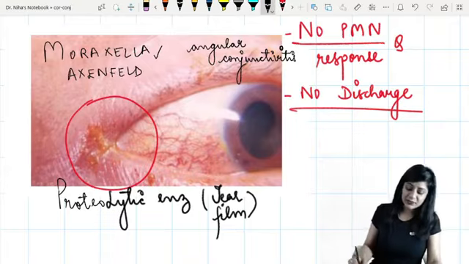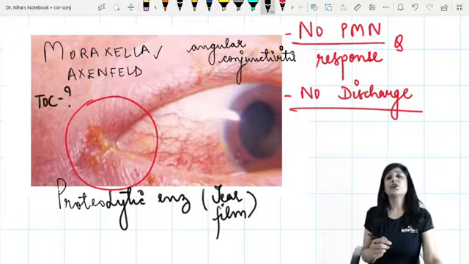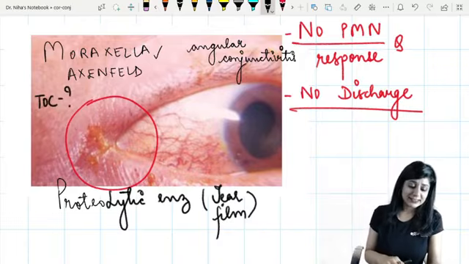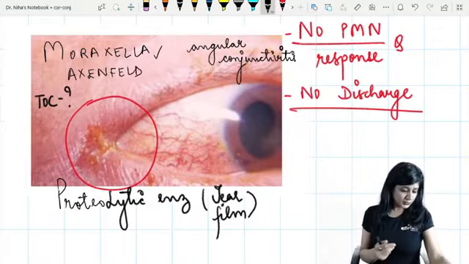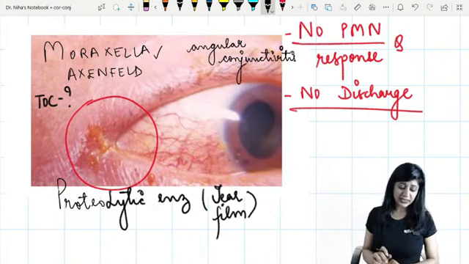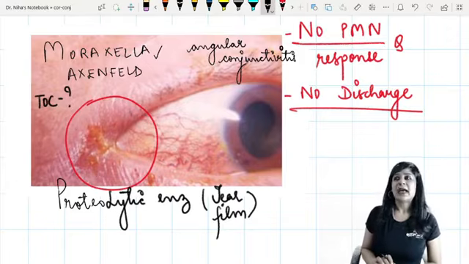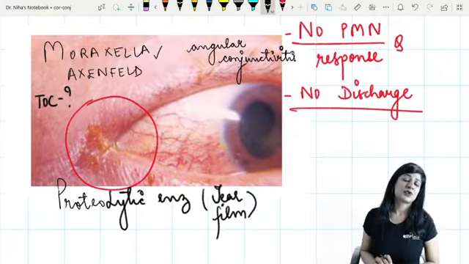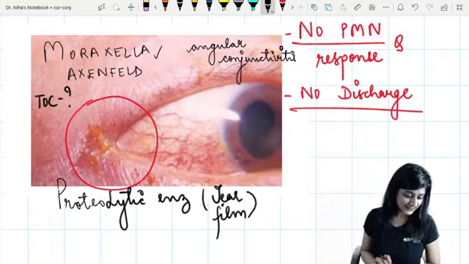Now, who will tell me the treatment of choice for this? Come on. What is the treatment of choice for the angular conjunctivitis which is caused by Moraxella Axenfeld? So, everybody of you are correct. Now, you have to tell me the treatment of choice, because maximum times when they are asking the question on Moraxella Axenfeld or the angular conjunctivitis, they are asking you the treatment. So, anybody who knows what is the treatment?